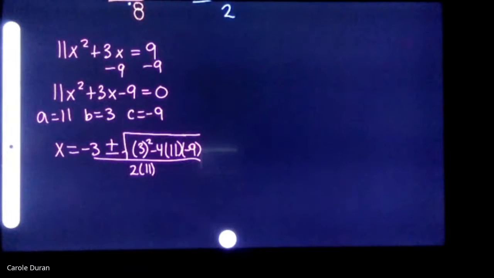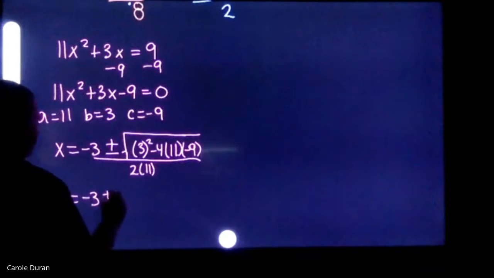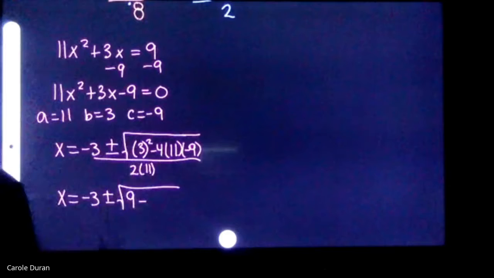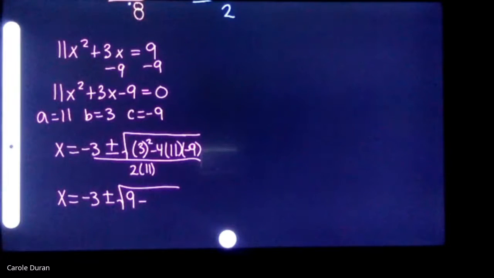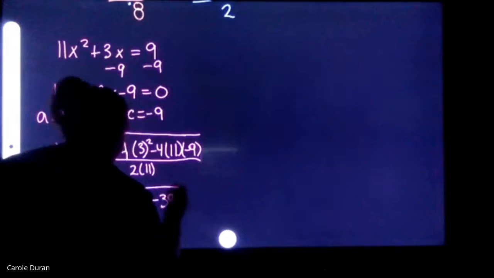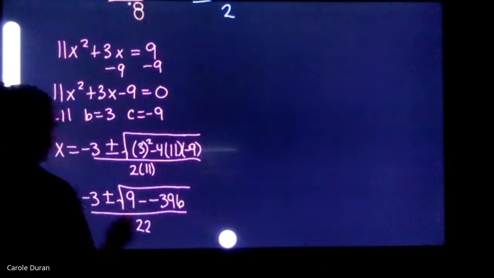I go ahead and I simplify. So I get x equals negative 3 plus or minus the square root of 3 squared is 9 minus 4 times 11 is 44 times a negative 9 gives me what, 396, I think. Yeah, 396. But it's a negative 396. And then all over 2 times 11, which is 22.